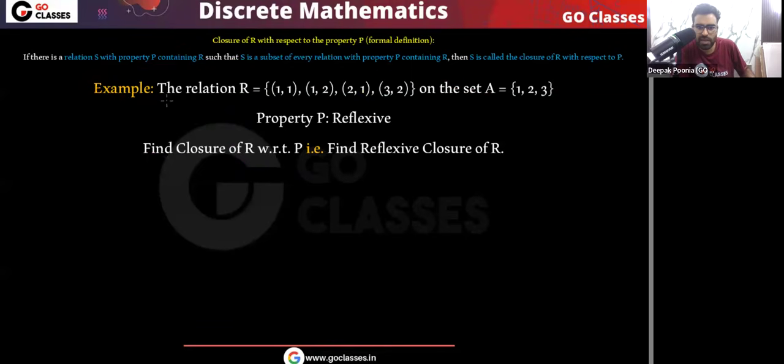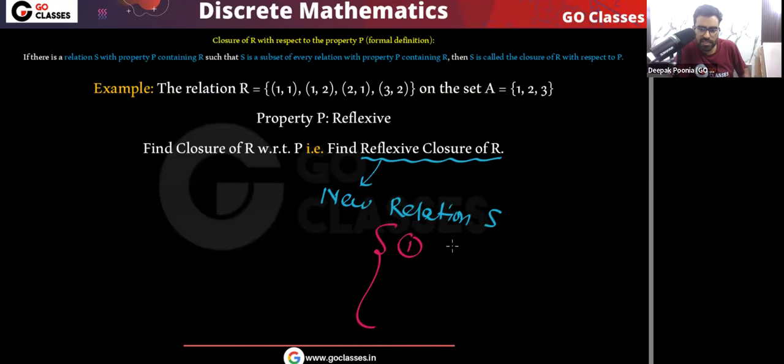The property is reflexive, the relation is given to you, and we need to find the reflexive closure of R. So let's see here. I will use the formal definition only. So you notice one thing. This is the relation and the property is reflexive. So what is the reflexive closure of R? The reflexive closure of R is a set that contains R and has this property. Yes or no? The reflexive closure of R will be a new relation S, such that what should happen?